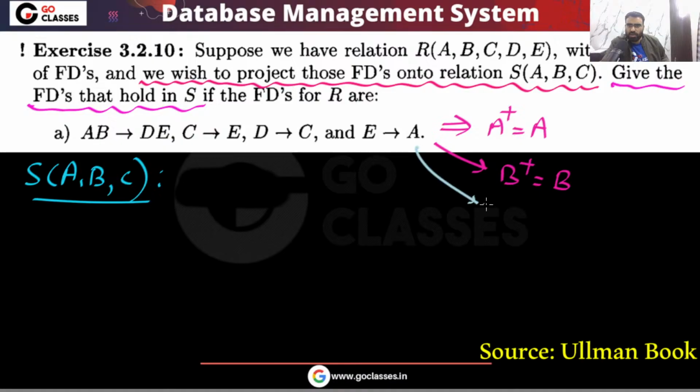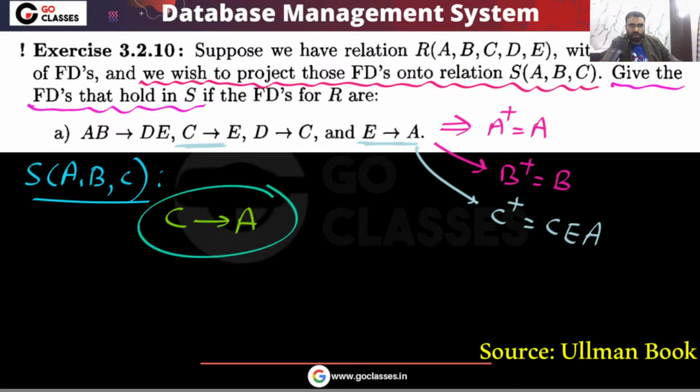Okay, let's see what happens if the LHS has C. What about C closure? If you find the C closure, that will be CE. You can see C can determine E, right? And E can determine A, so we got A also. CEA, this is what we got. So finally we got that C can determine A. Remember, this functional dependency will hold among these attributes ABC. So this is the first functional dependency that we got.